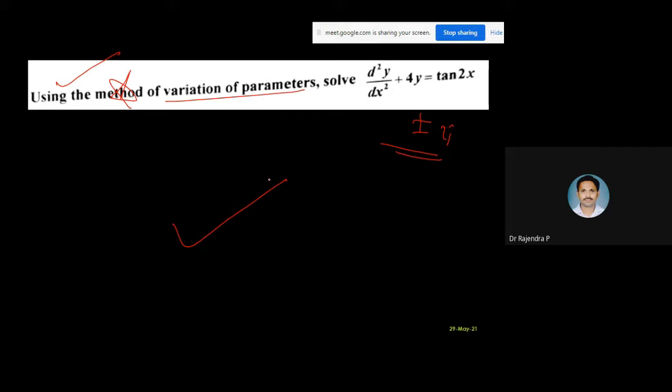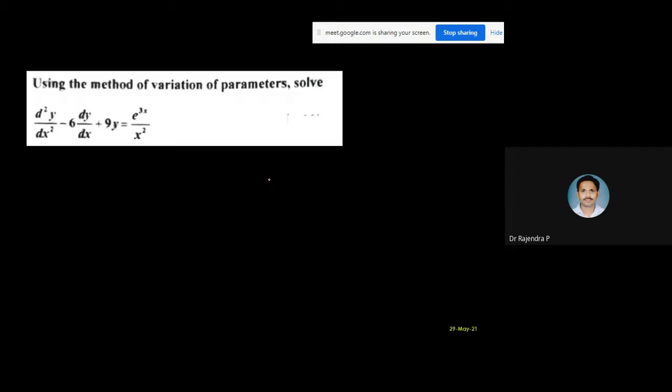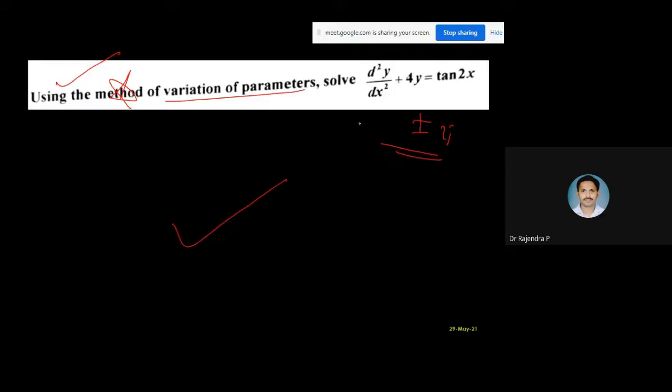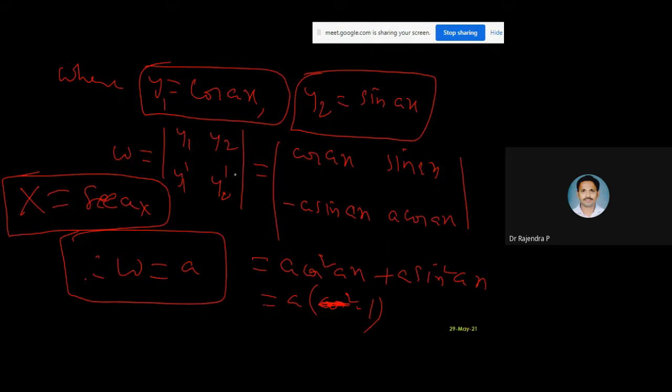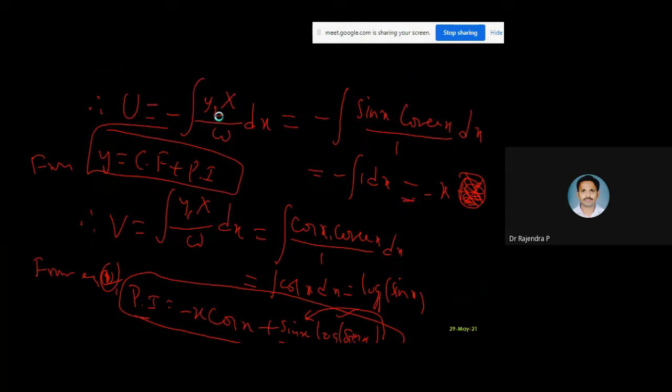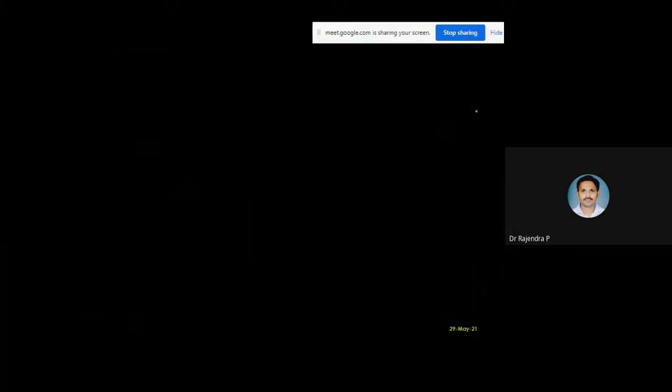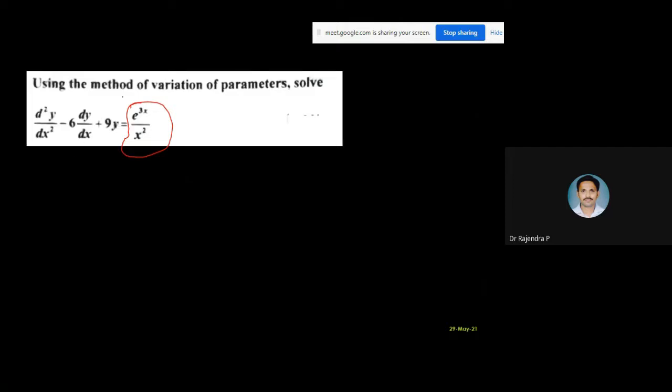Okay, so we'll take one more. This is a somewhat different function. If you see here, e power 3x by x square. As I told you, any type of functions. Previously we took trigonometric functions other than sine and cos: this is tan, this is secant, and the first one is cosecant, right? So now I'm going with a different function, e power 3x.